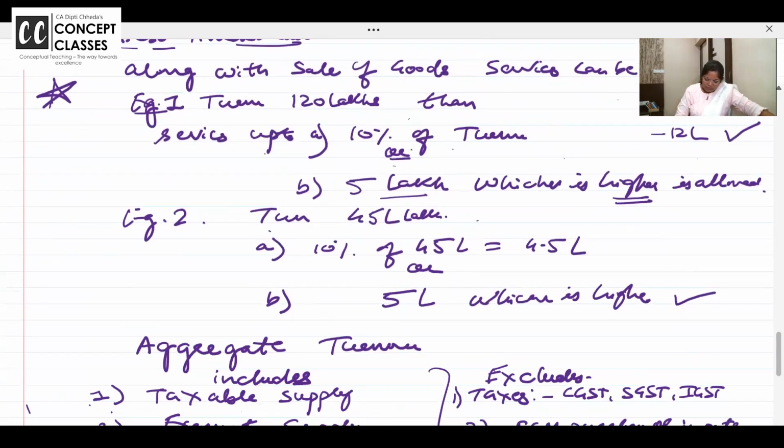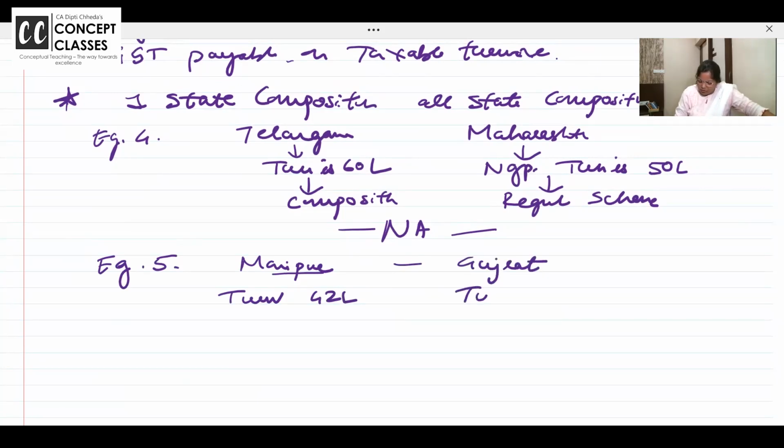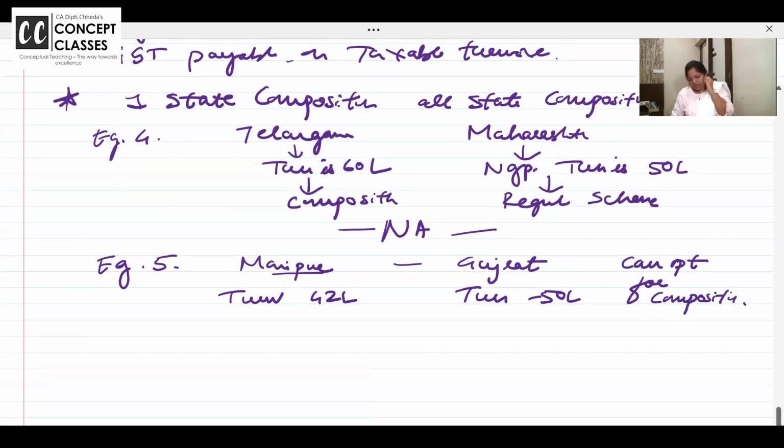Now you know what? Once they have asked this also, how easy questions are asked from this chapter, can't see. Like they'll tell you in Manipur, the turnover is 42 lakhs. Okay. In Gujarat, the turnover is 50 lakhs. Can opt for composition? This is a question to you all.